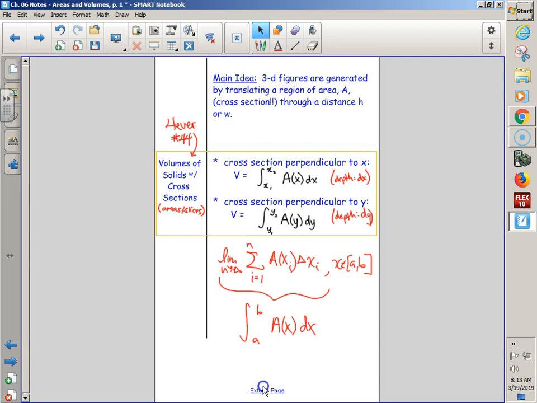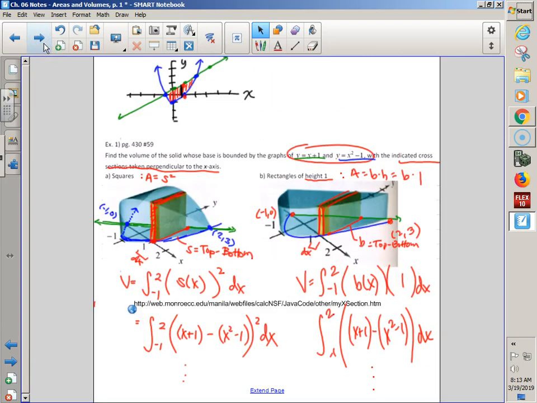But this time I'm not Riemann summing rectangles, I'm Riemann summing slices. And it's not the rectangles that are getting infinitesimally thin, it's the slices that are getting infinitesimally thin. And technically we'd say, in the circles that you guys just saw, the cylinders.